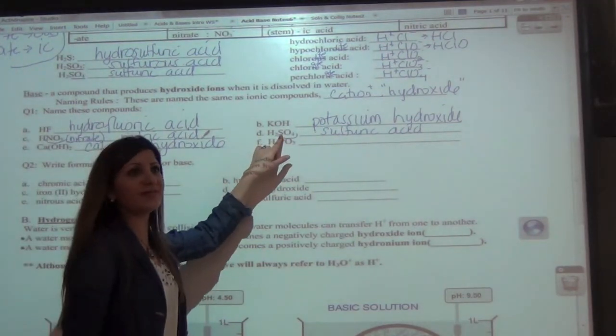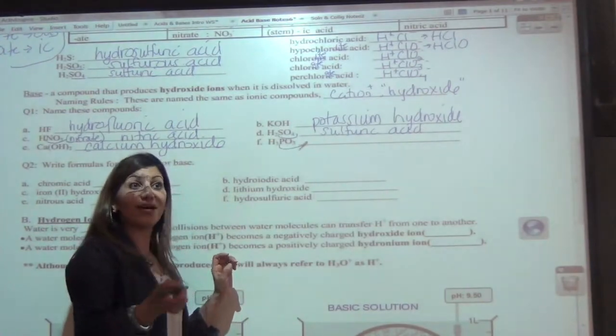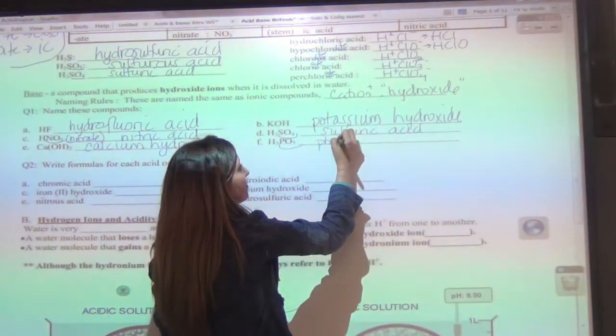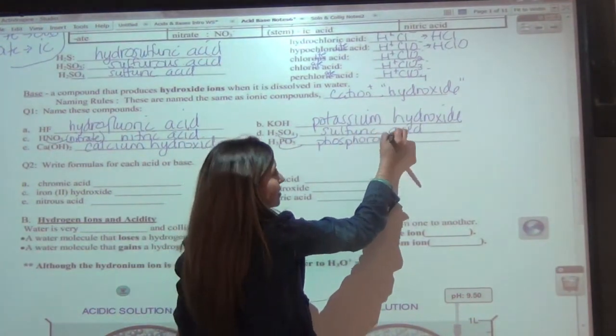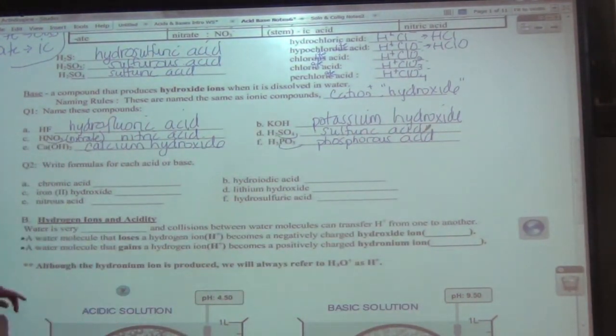Okay, and then the last one in this section, so we've got PO3. Everybody, what's PO3? Phosphite. So what would that be? Phosphorus. Nice. Phosphorous acid. Because the element is just a ous. All right, and then let's try going back the other way now.